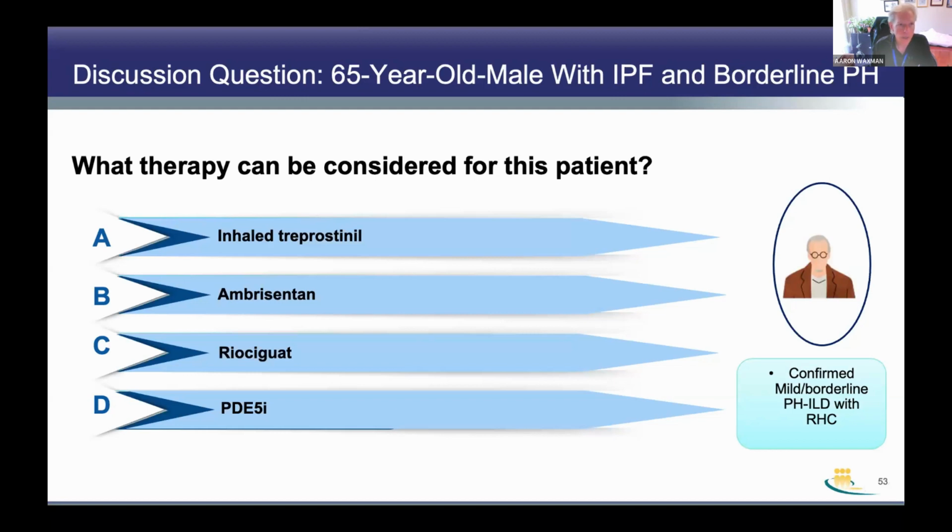And what about our other patient, the 65-year-old male who has IPF and borderline pulmonary hypertension? I think there is no right answer to this. I think, though, there is a black box warning with ambrisentan, so we probably wouldn't want to consider that. But we could certainly consider inhaled treprostinil or a PDE5 in this setting. And I think that that really is a discussion between the provider and the patient.